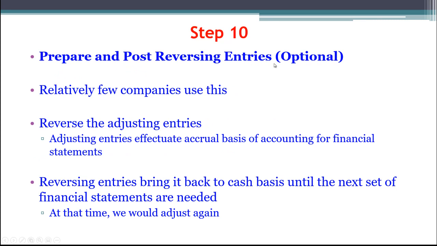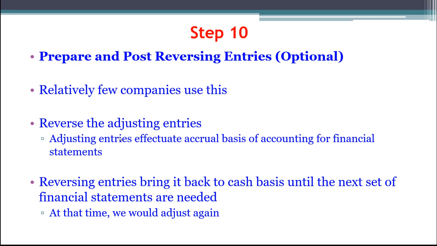Now, this step 10 is an optional step. Some computerized systems do this, but manually it's not quite as common. Relatively few companies use this, but the whole point is that some companies are forced to use the accrual basis of accounting, which shows that, hey, you have a salaries expense even though you haven't paid the employees yet. It shows that you've accrued interest revenue even though you haven't collected it yet. Basically, all those accrual-based adjusting entries that we did a few steps ago in order to prepare financial statements, the reversing entries reverse them. They get rid of those adjusting entries.